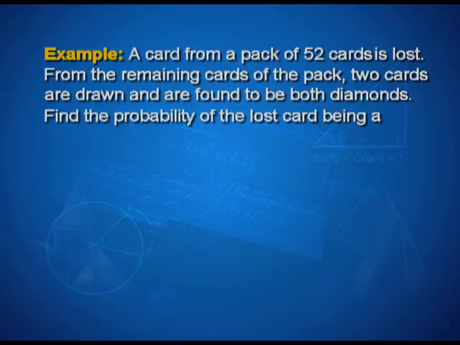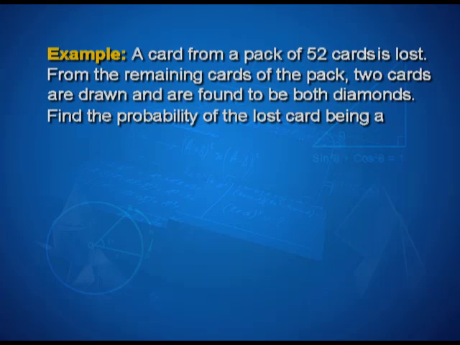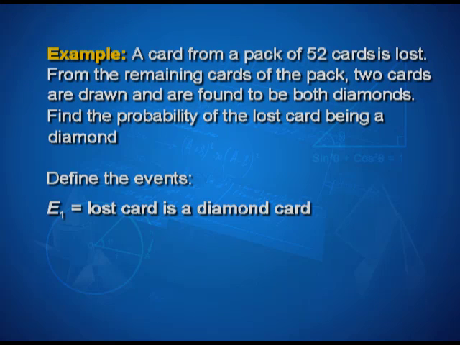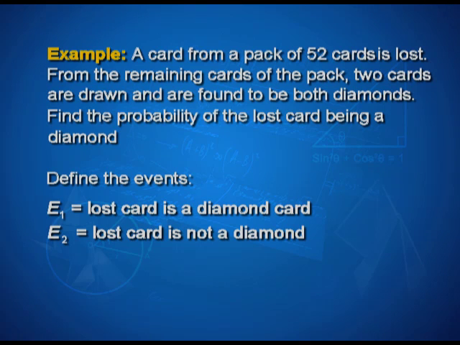One more question to put it down absolutely crystal clear for all of you. The problem states that a card from a pack of 52 cards is lost. From the remaining cards of the pack, 2 cards are drawn and are found to be both diamonds. Find the probability of the lost card being a diamond. So, what are the events associated in this case? E1, lost card is a diamond card. Along with that, what can happen? That the lost card is not a diamond card.